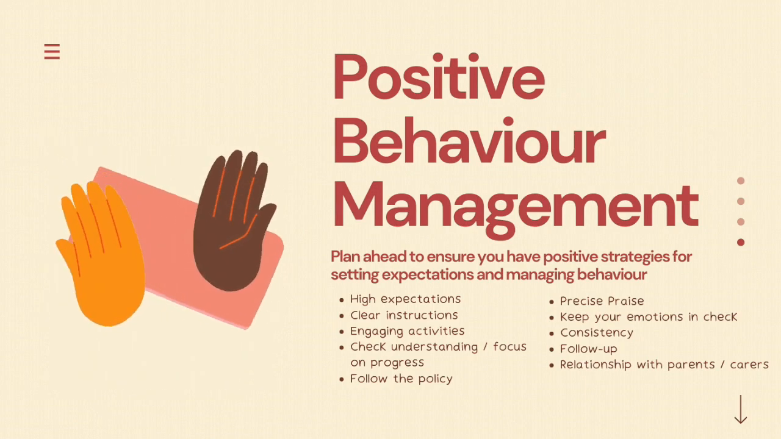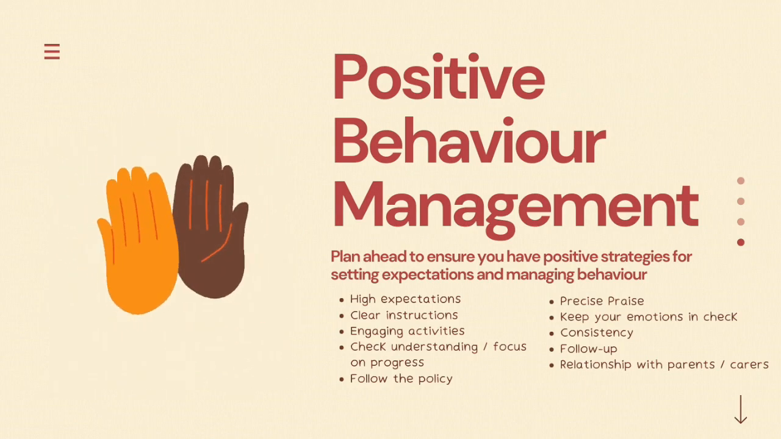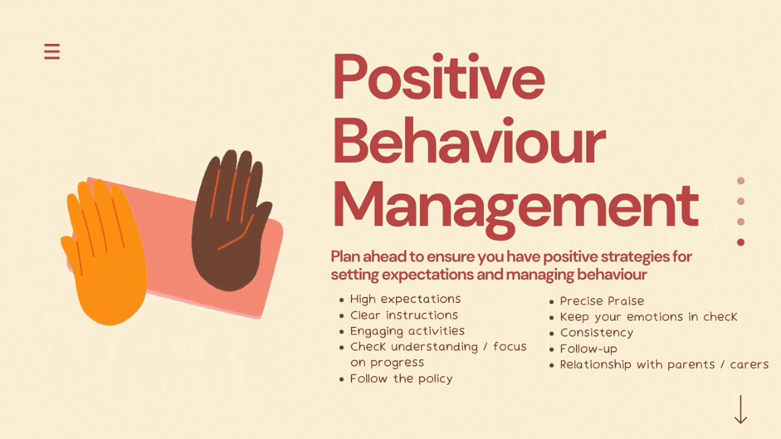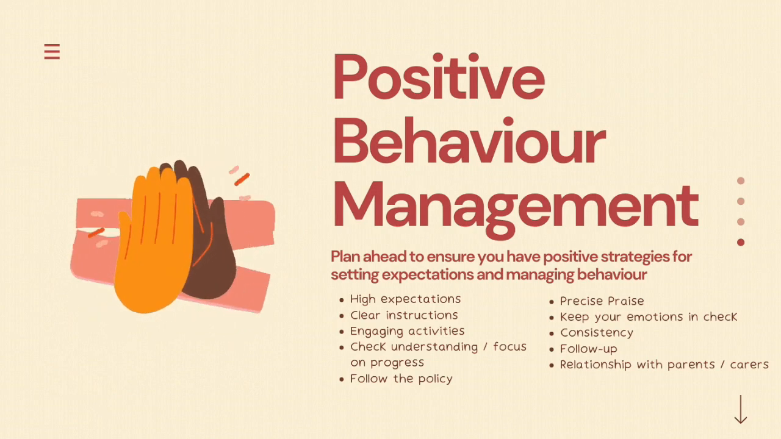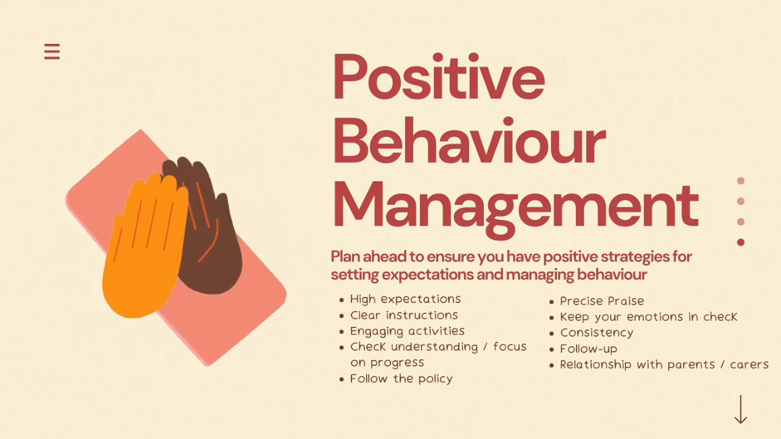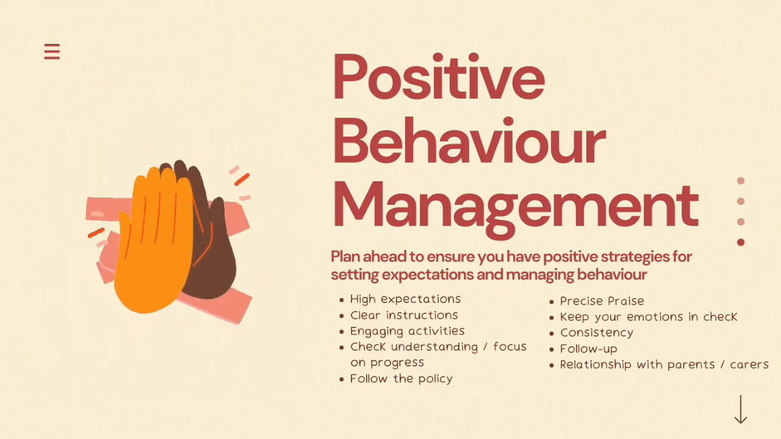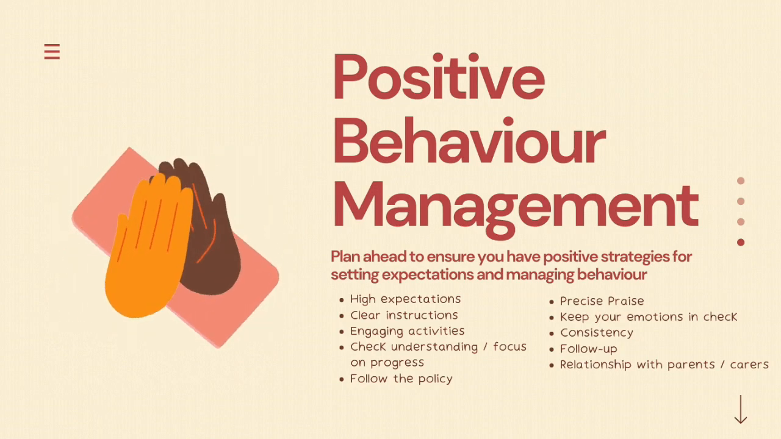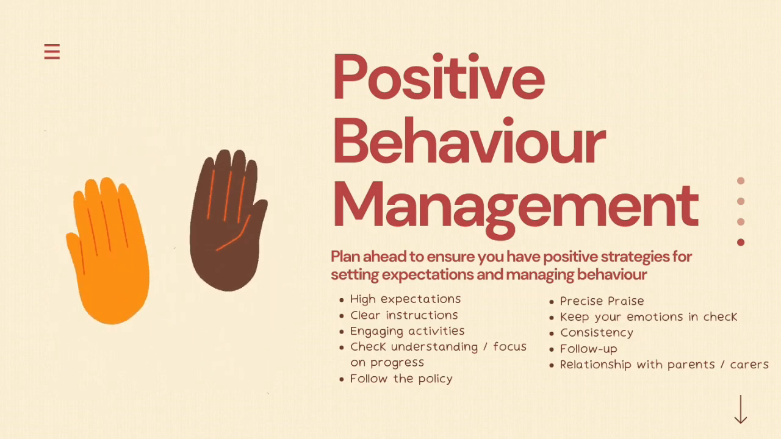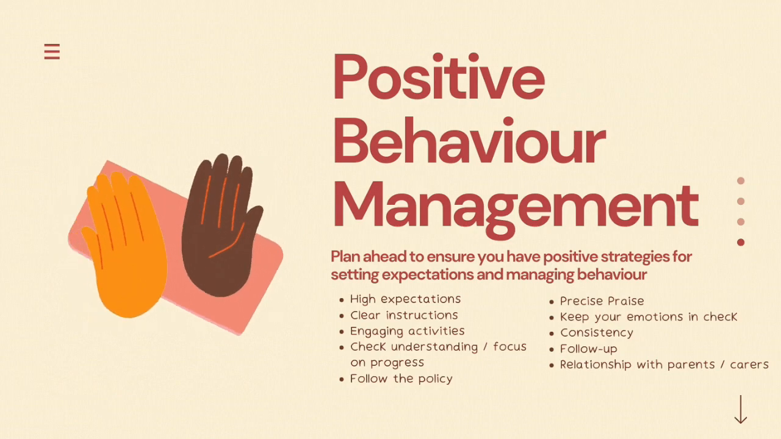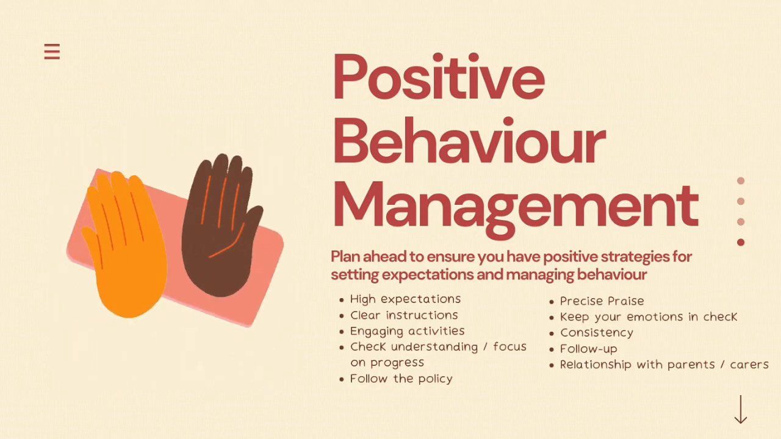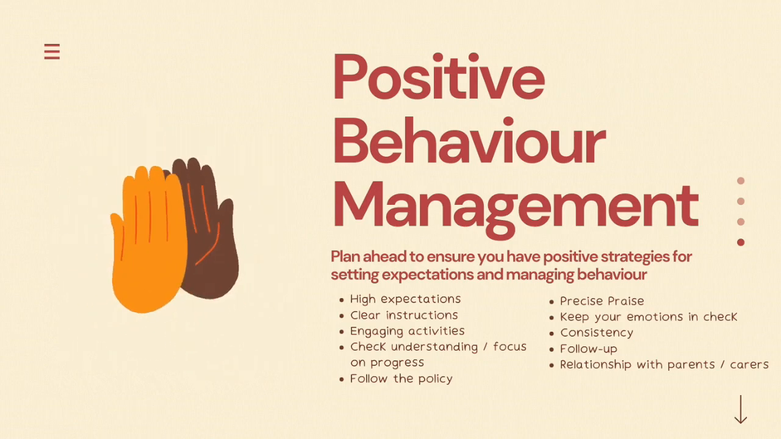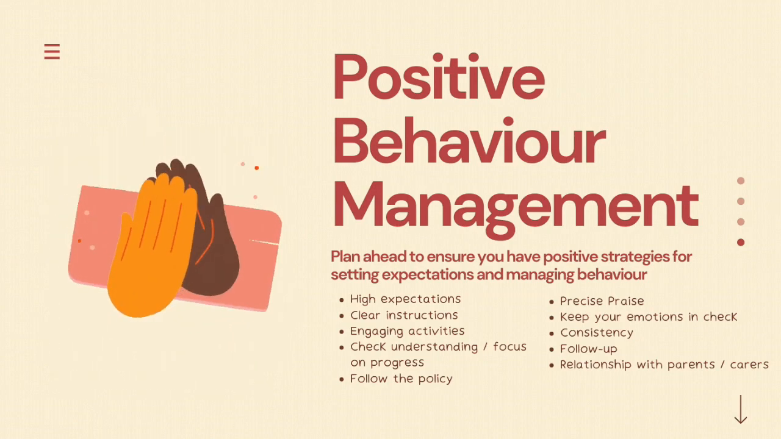Check understanding with a focus on progress. The vast majority of poor behaviour from students stems from them not understanding what they need to do, or when they have a lack of confidence in their abilities. Check in regularly on progress and outline when and where learning objectives are being met. Following the policy. Check the behaviour policy attached to your education setting and make sure you follow it. Speak with your consultant at Prospero if you are unsure about this.